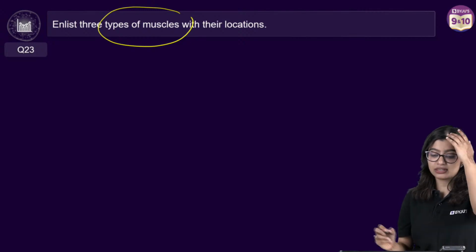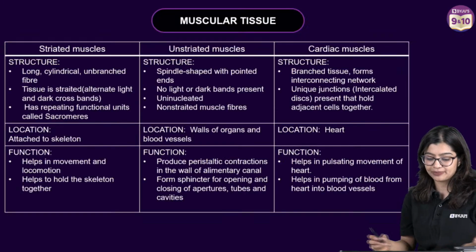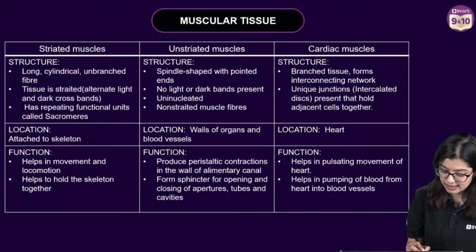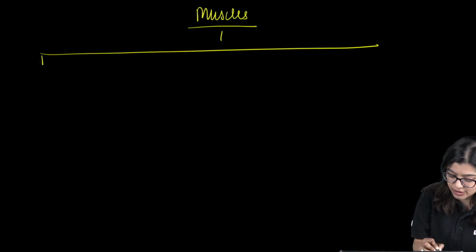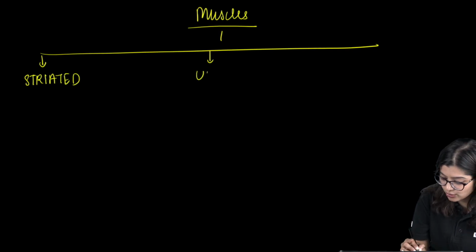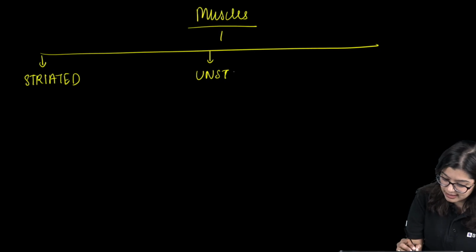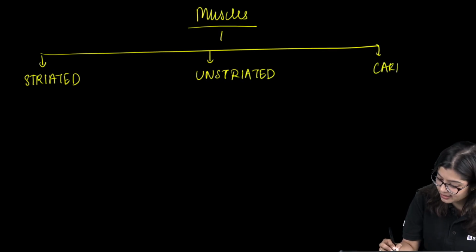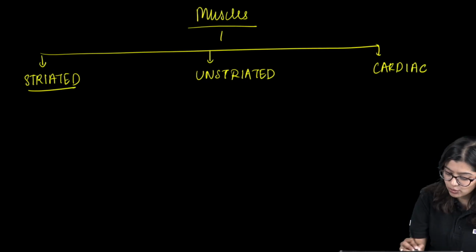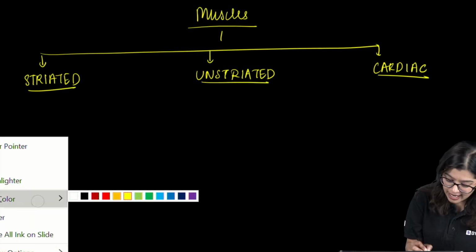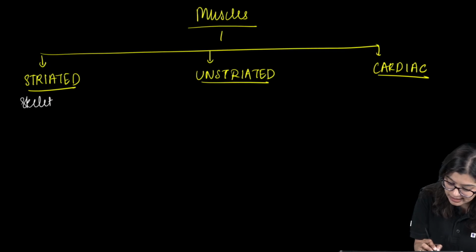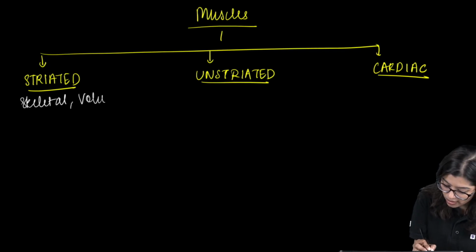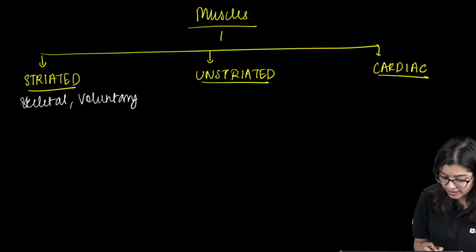So let's have a look at this particular question. Here we have to talk about the 3 types of muscles and their location. So what are the 3 types of muscles? The 3 types of muscular tissue include striated muscles, unstriated muscles, and cardiac muscles, right? Now if you look at striated muscles, they are also known as skeletal muscles, or voluntary muscles, right? So we can also call them voluntary muscles.